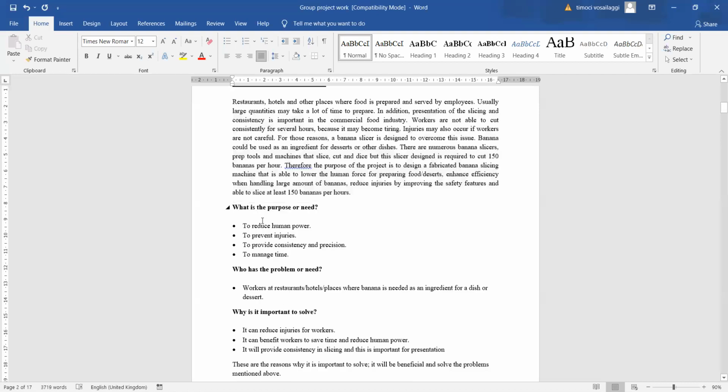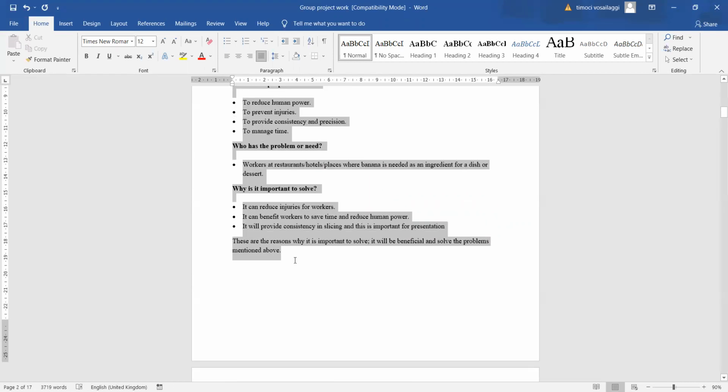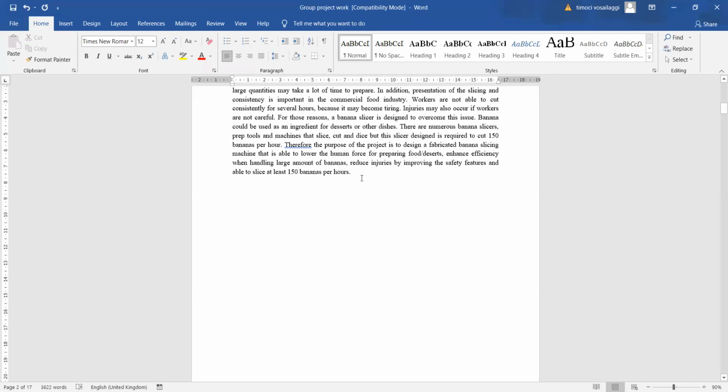What is the purpose or need? Okay, so all of this you have already addressed in your problem statement. So this information has already been discussed in your paragraph, in your problem statement. So there is no need for you to then list it below, okay?